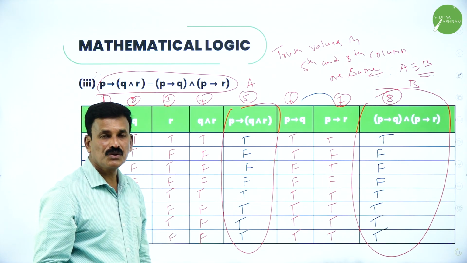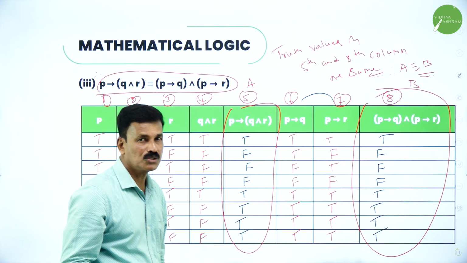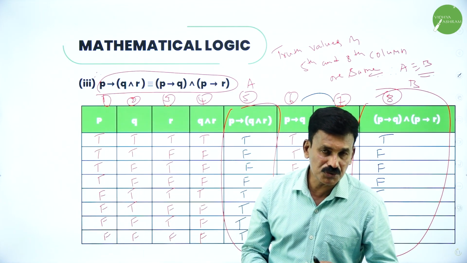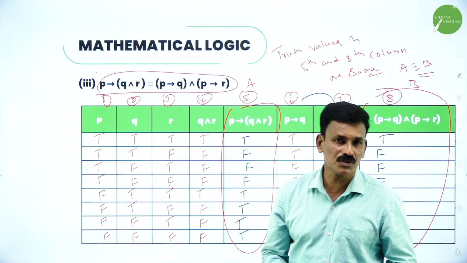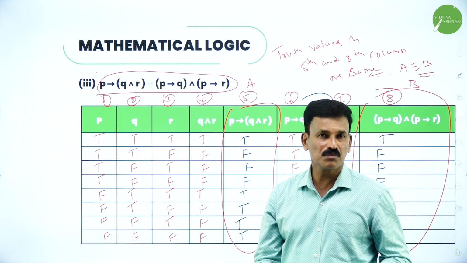If you do this much, definitely you will get 5 marks. This is also very important from the point of view of examination. Hope you got an idea how to verify logical equivalence for any two given compound propositions, right? This is a very simple concept.